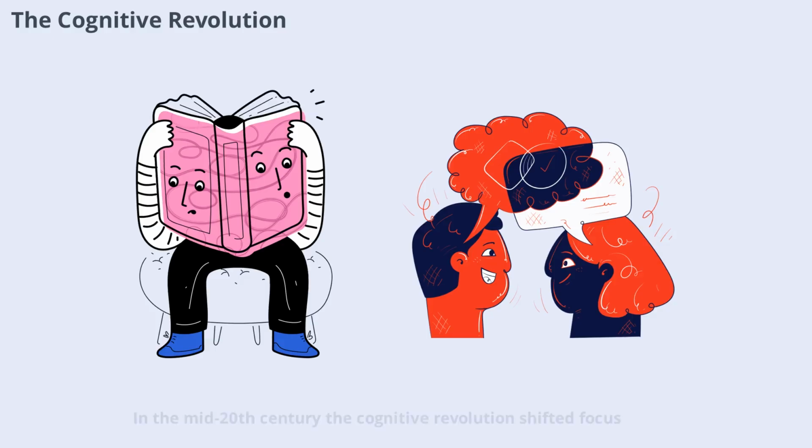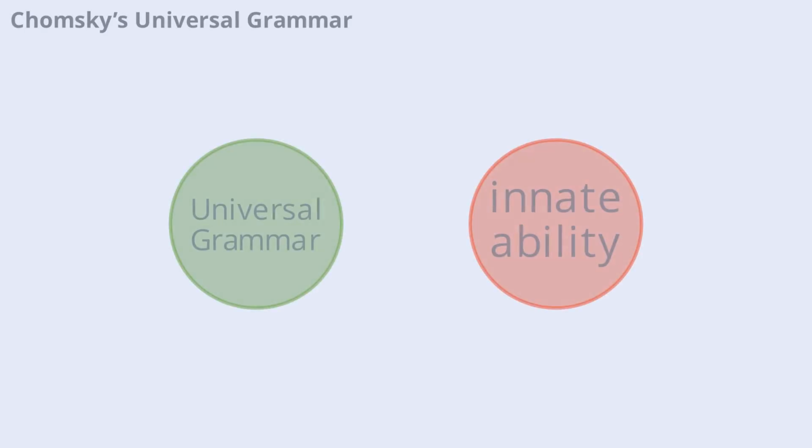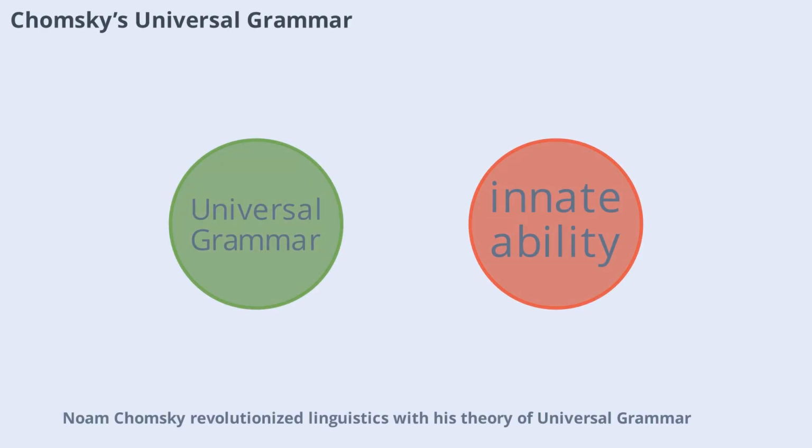In the mid-20th century, the cognitive revolution shifted focus from observable behavior to mental processes. Researchers began to ask, what's happening inside our minds when we process language? This new approach emphasized the importance of mental representations, memory, and attention. Cognitive scientists argued that language processing involves complex mental computations, not just stimulus and response. This shift opened up new avenues for exploring how we understand, produce, and remember language, leading to the development of influential models and theories.